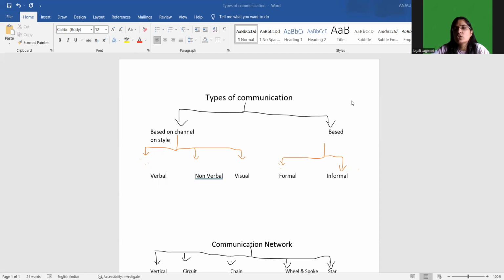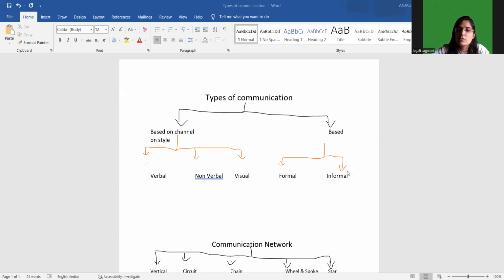Now, types of communication when it is based on style. Types of communication based on style are formal communication and informal communication. Formal communication means the communication which is there in organizations, in firms, where we are working. That is formal communication. Now, this teacher and student communicating with you is also formal communication. So a principal communicating with articles is also formal communication.